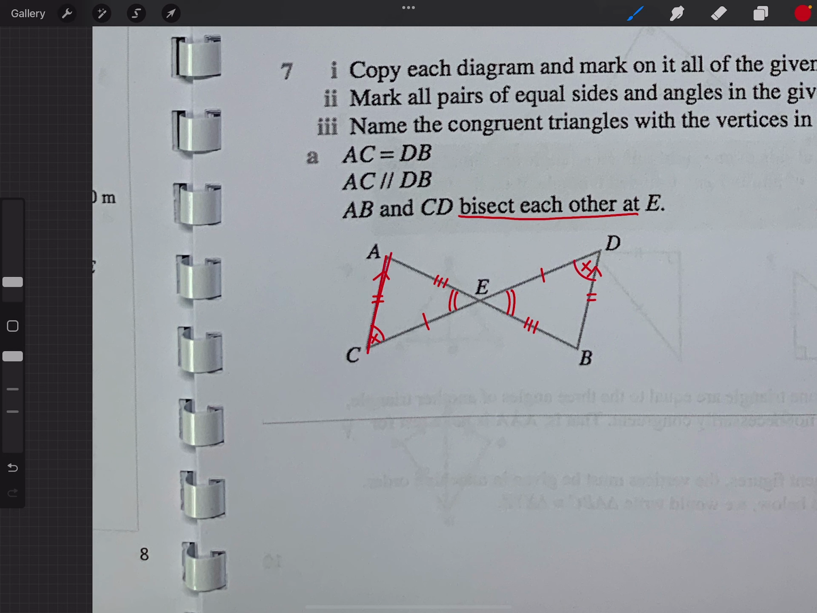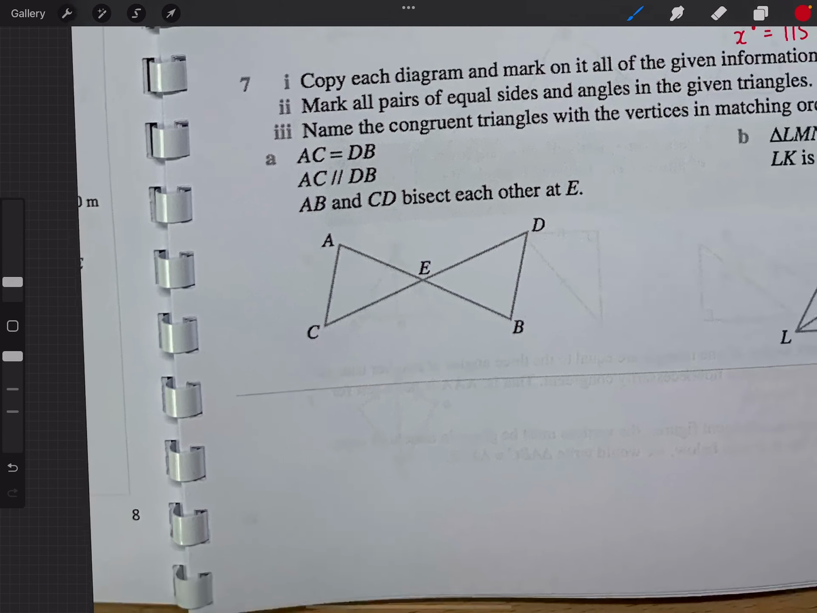You've got two parallel lines with a line that goes through it, and this angle is equal to this angle, alternate. And obviously this angle is equal to this angle because alternate again. So all the angles are equal and all of the sides are equal. We have two congruent triangles here.